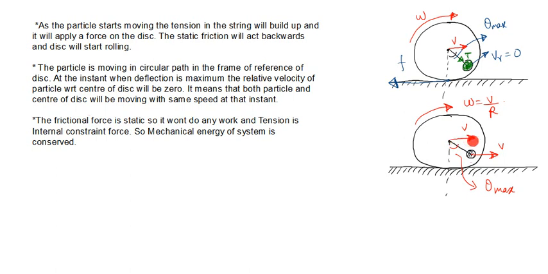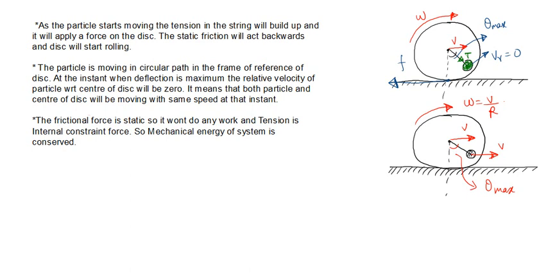Now because the disk is doing pure rolling on this floor, the disk will also have an angular velocity, and because of pure rolling, there is a relationship between angular velocity and linear speed of center of mass, and we all know that the relationship is given by omega equal to v by r. So at any instant, the angular velocity of the disk will be equal to the linear velocity of the center of mass divided by the radius of the disk. Why? Because this point of contact will be instantaneously at rest because the disk is doing pure rolling.